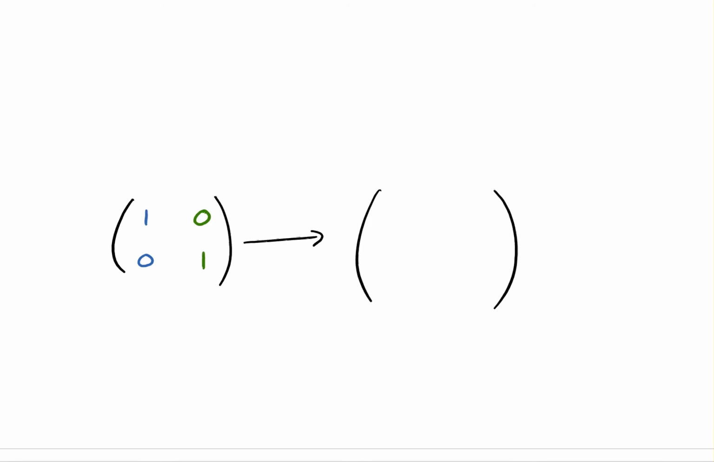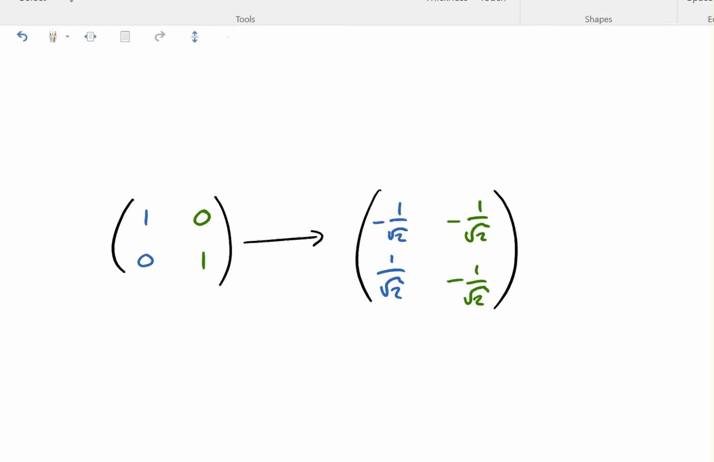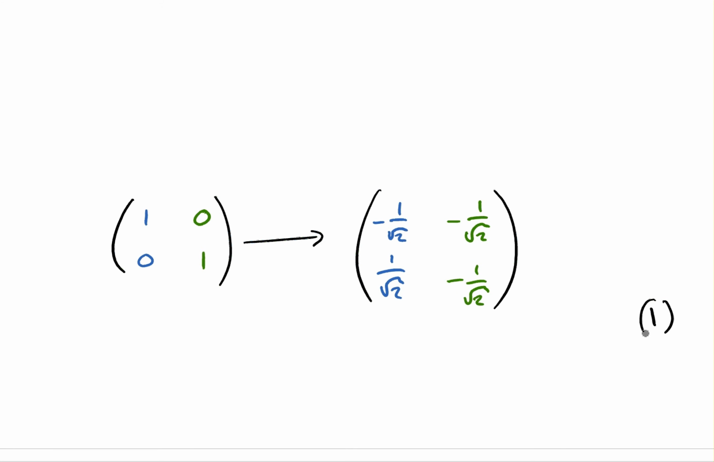So our whole matrix altogether, remember our 1, 0 went to negative 1 over root 2, 1 over root 2. And our 0, 1 went to negative 1 over root 2, negative 1 over root 2. And that's another mark for that question. So we got 2 marks out of the 4 already.